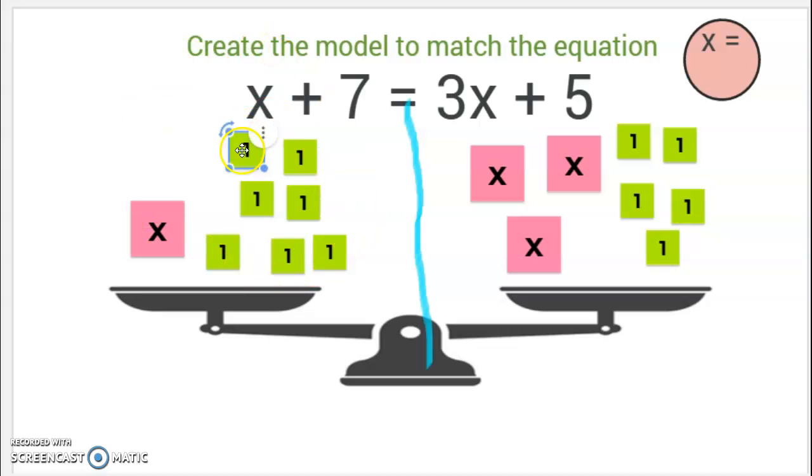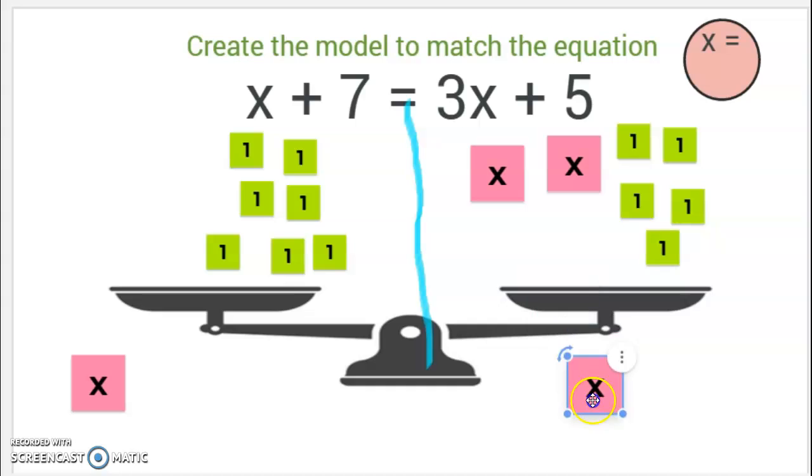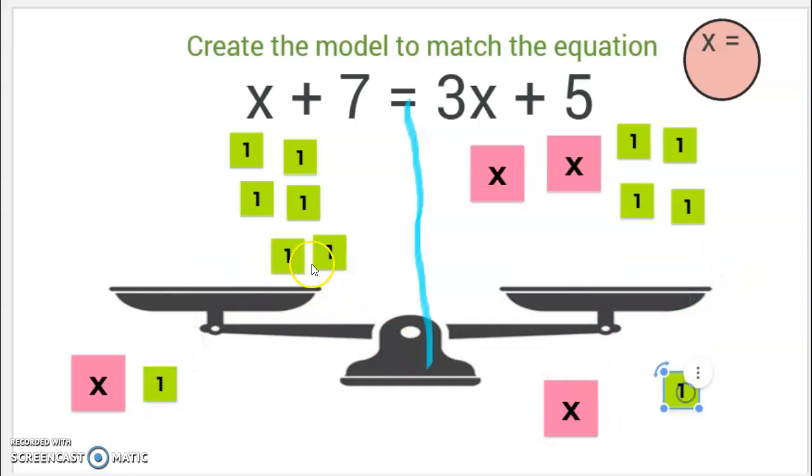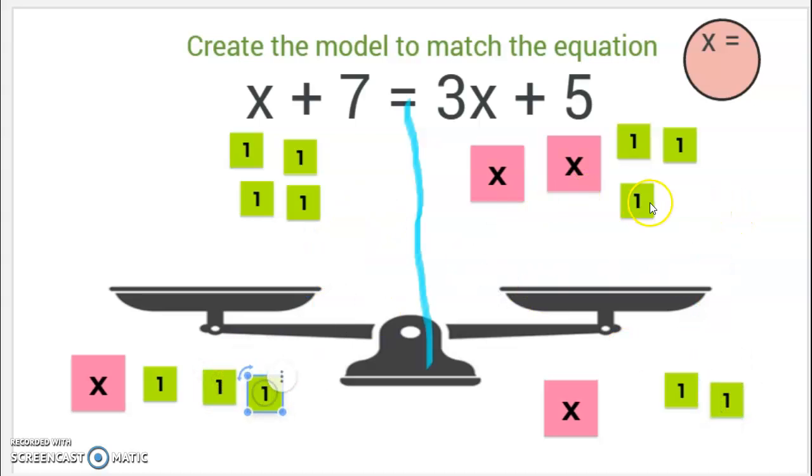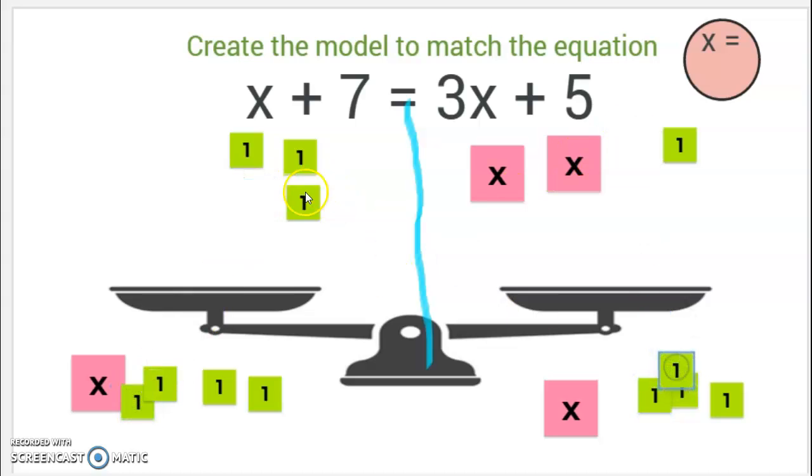Okay, so now that we have our picture set up, we can start removing things to solve for X. So let's see, if I take off an X on the left, I've got to take off an X on the right. Take off a 1 on the left, take it off on the right, 1 on the left, 1 on the right, 1 on the left, 1 on the right, 1 on the left, 1 on the right, 1 on the left, 1 on the right.